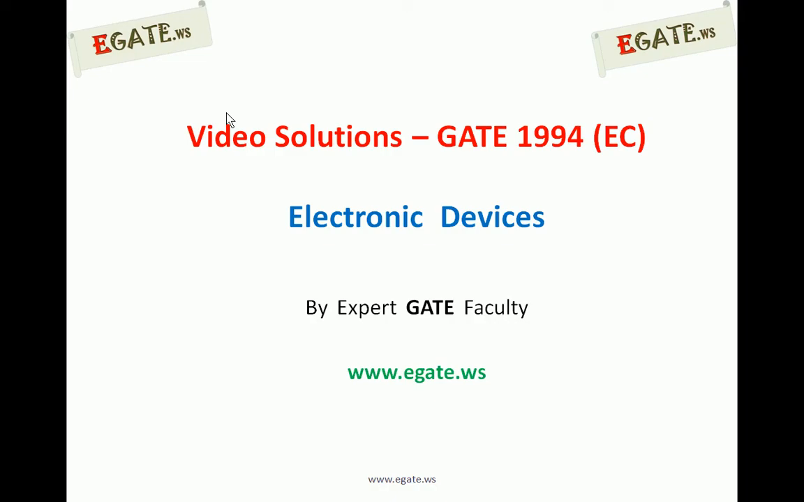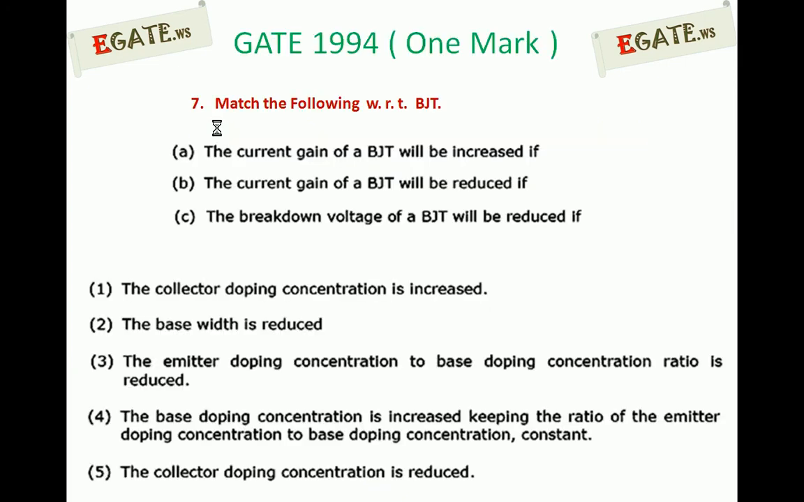We are discussing the GATE 1994 ECE paper, and the topic we are discussing is electron devices. This is the 7th, 1 mark question that came in GATE 1994. It is a match-the-following question related to BJT.